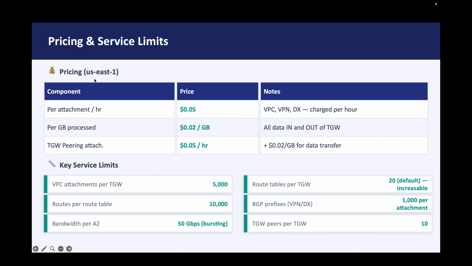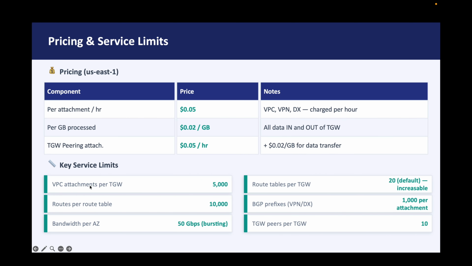So pricing, for US East 1, per attachment per hour, it is $0.05, which I have explained already. VPC, VPN and DX attachments are charged separately. It is also charged per hour. Per GB processed, it is also charged like $0.02 per GB, for all data whether it goes in or out. Next is transit gateway peering attachment. That is $0.05 per hour, and plus you have to pay the data transfer, that is $0.02 per GB.